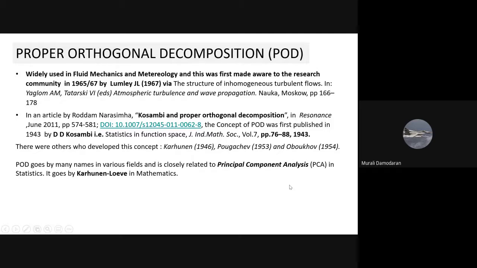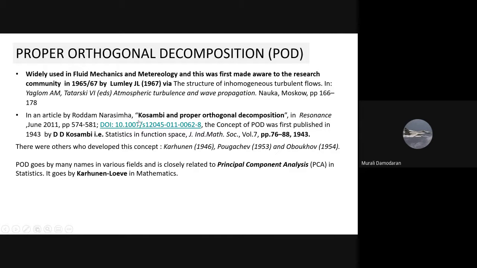The POD, the proper orthogonal decomposition, was widely used in fluid mechanics and meteorology. This was first made known to the research community in 1965-67 by the famous Professor Lumley, the late Professor Lumley, via this paper in 1967.